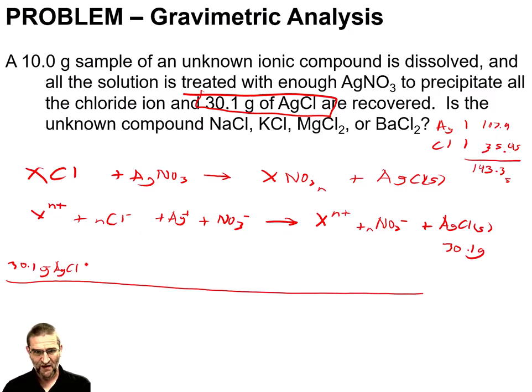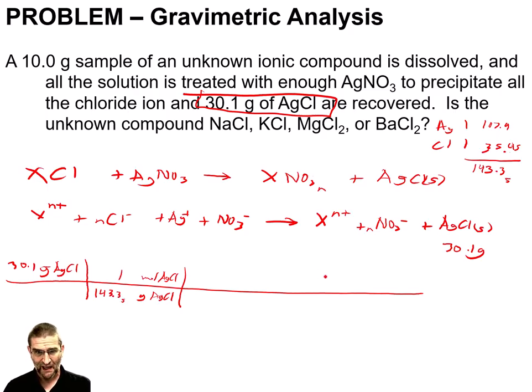So let's go ahead and figure out how many moles we have. So we have our grams of AgCl and our moles, AgCl. And if we go grab our molar mass, we figured out that's going to be our 143.35 grams per mole. There we are.